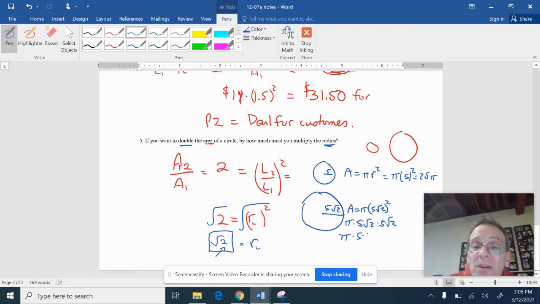Then you can change the order of all of these things being multiplied together. And 5 times 5 is 25. And the square root of 2 times the square root of 2 is 2. And 25 times 2 is 50. 50 pi, which is exactly twice as much as the original area.